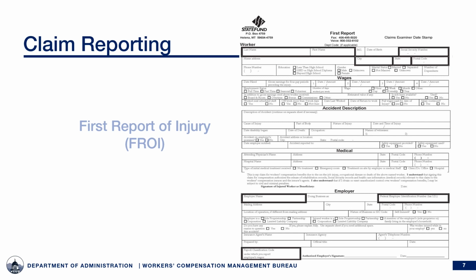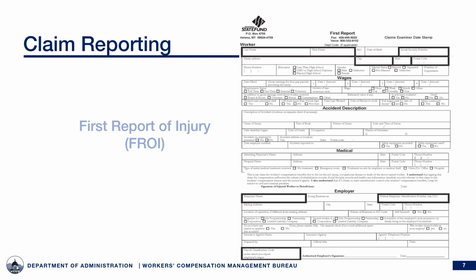This is the form we just discussed that would need to be filled out by the injured worker, supervisor, and designated workers' compensation contact for your agency. Looking at the form, the top section of the form is to be completed by the employee. This section includes employee information such as name, social security number, date of birth, contact number, and mailing address.